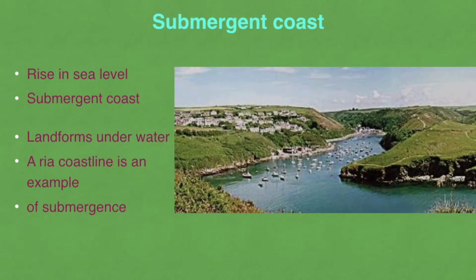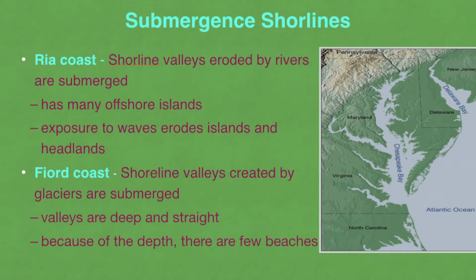Submergent coastlines are those coasts which are the result of a rise in the sea level. We will find submergent coast in many parts of Maharashtra as well. In this, the landform is underwater. Ria coastline is an example of the coast of submergence. There are two very vivid examples of submergent shoreline. One is the Ria coast and one is the fjord coast.